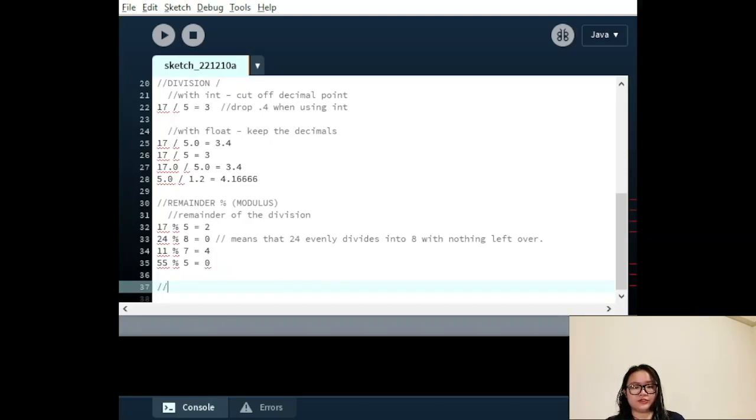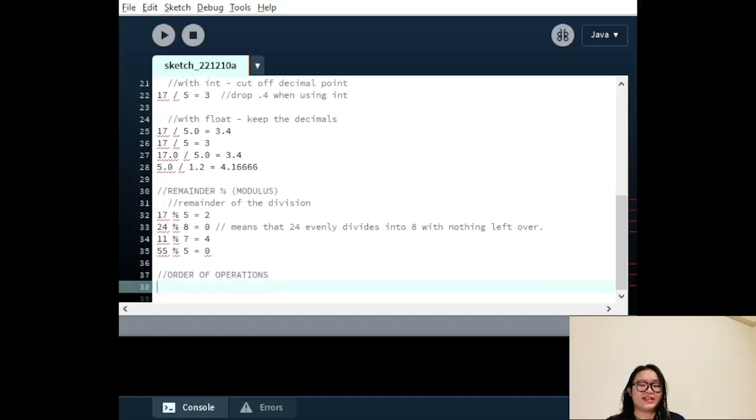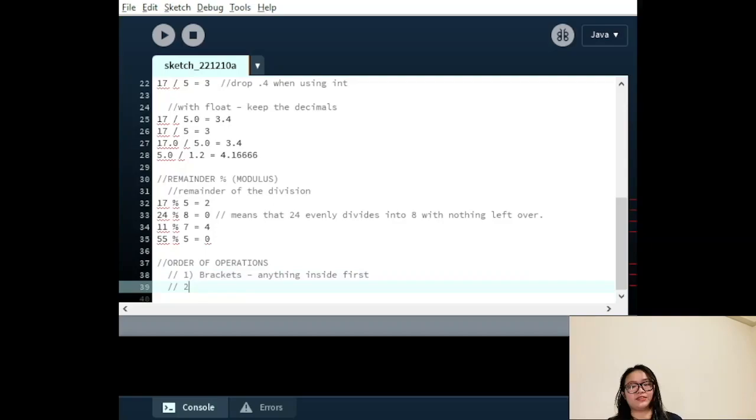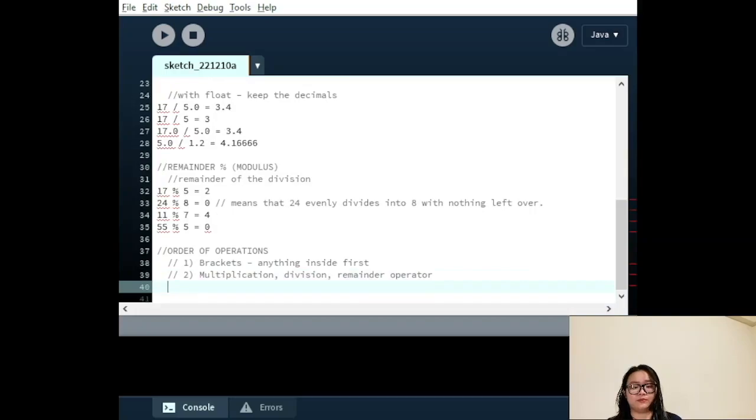Order of operations. So now we have seen all of the operators we can use in our programs. The next really important step is the order of those operations when they appear in the same expression. The general order is as follows. 1. Brackets. Anything inside brackets must be done before anything outside the brackets. 2. Multiplication, division, and remainder operators are next, in the order they occur in the expression. 3. The last operators are addition and subtraction, again in the order they appear in the expression.